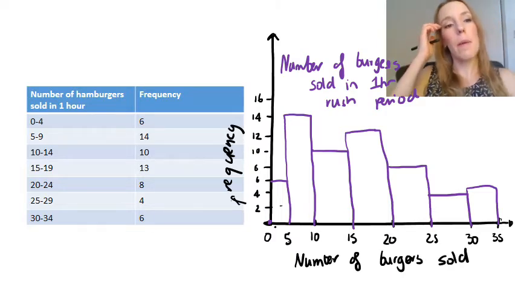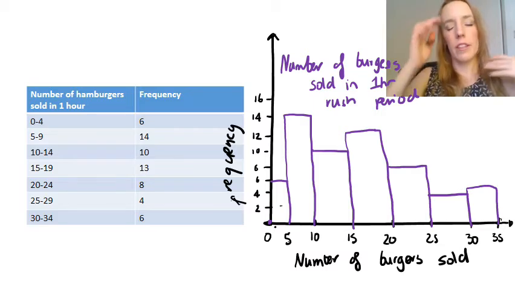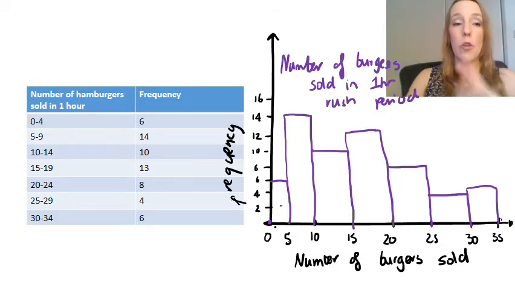Okay, so that'd be your histogram. As I've said a bajillion times, rounded to the nearest bajillion, you are using a ruler. It's all going to be evenly spaced and it's going to look beautiful, unlike mine.